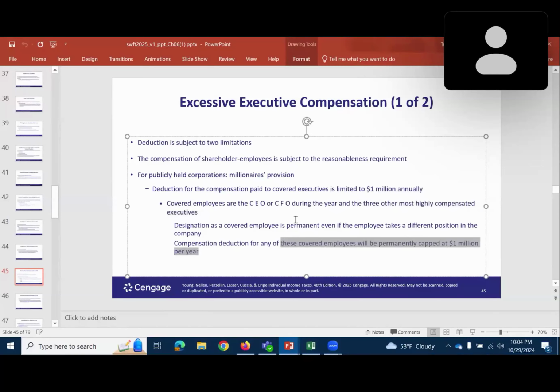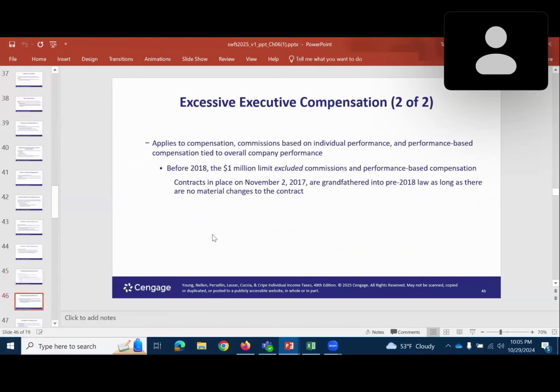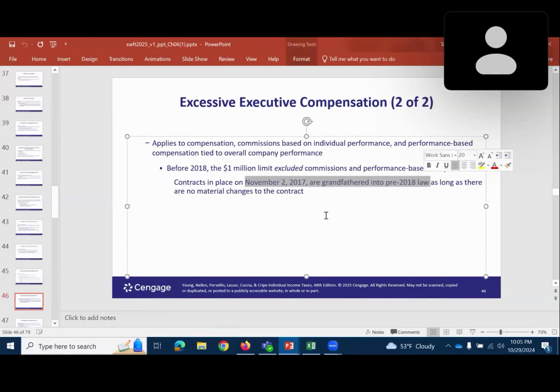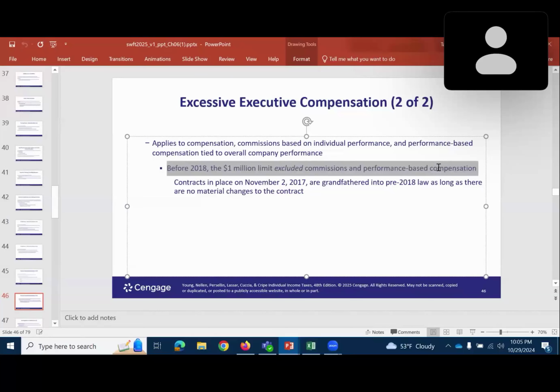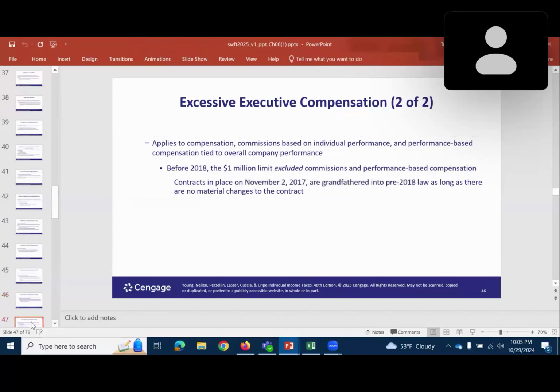Now, this used to be just their salary, and it did not include bonuses. The $1 million was just their salary, not bonuses. But then that changed. Before 2018, the $1 million excluded commissions and bonuses. Performance-based compensation is bonuses. So any contract before that date is grandfathered in. So if you have a contract before 2017 and you receive money, that's commission. It's only on the commission.